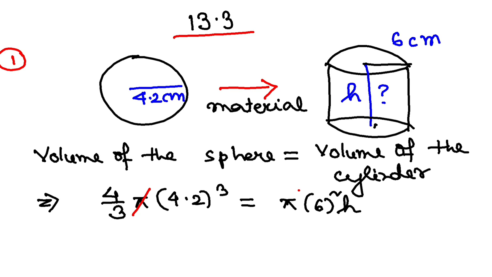Immediately you can cancel pi from both sides and then you can simplify and you will find that your h is 2.74 centimeter. Alright, try to get this answer after simplification. So that is question number 1. Now let's go to question number 2.